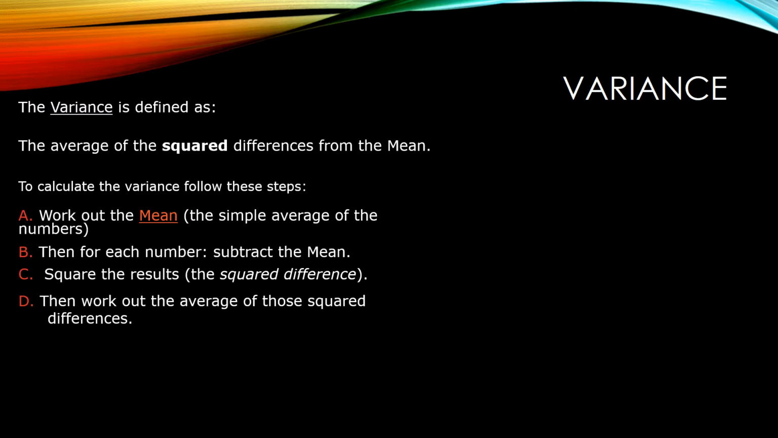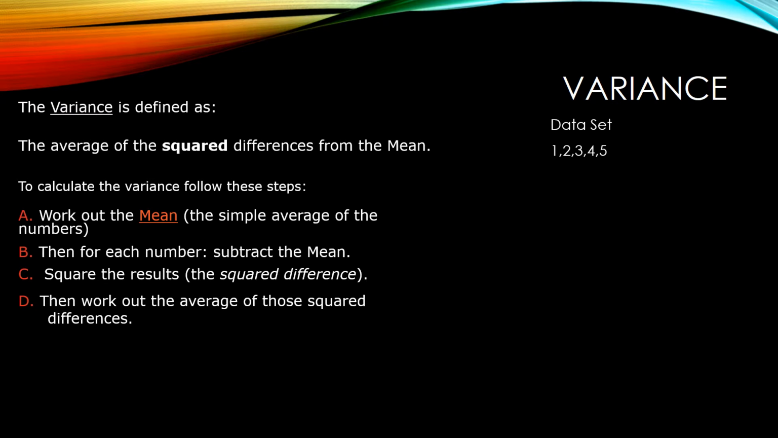It's not that bad. Step A is we're going to work out the mean, the average of our data set. Step B is that for each of the numbers in our data set, we subtract the mean. And then in step C, we take those results and we square them. And then in step D, we just work out the average of those squared results. So let's do this one step at a time.